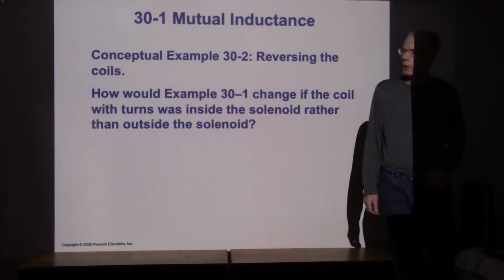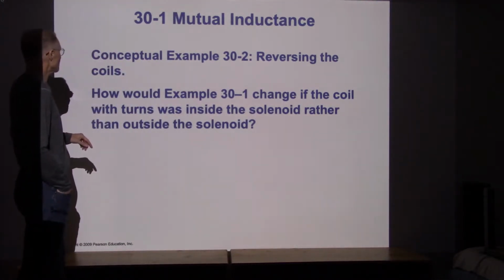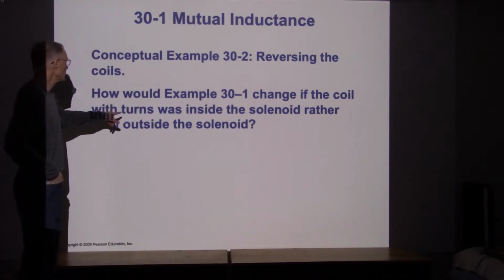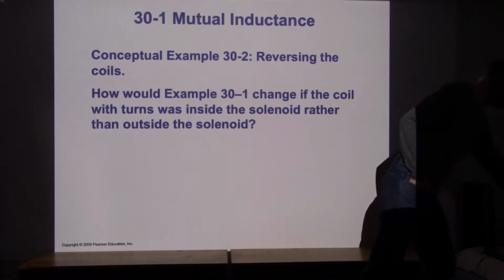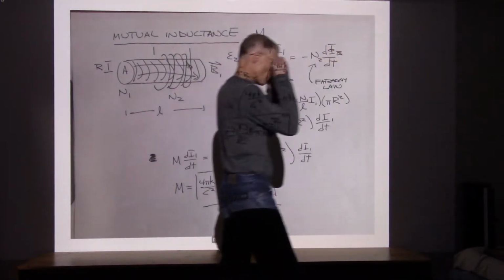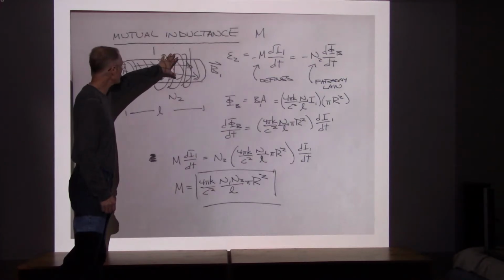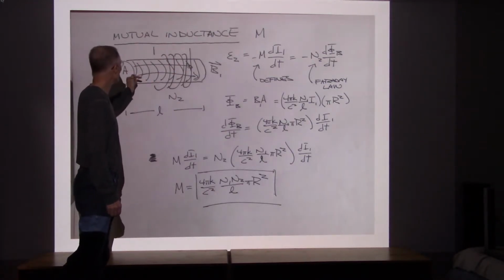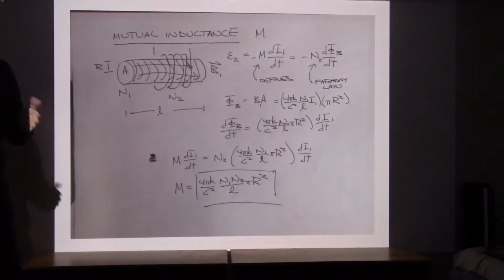All right, so what would happen if the coils were switched, and we're starting with N2 loops and trying to induce current in circuit number 1? There are theorems that show that the mutual inductance always works the same way in both directions. So that's kind of interesting too.